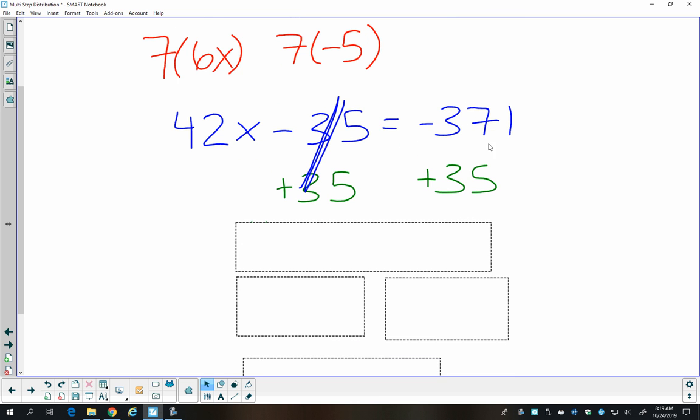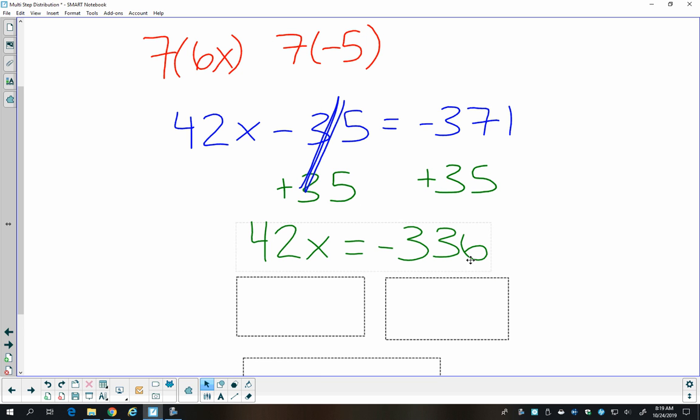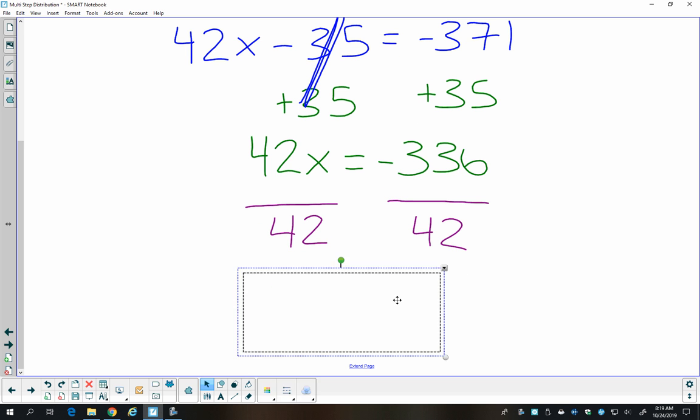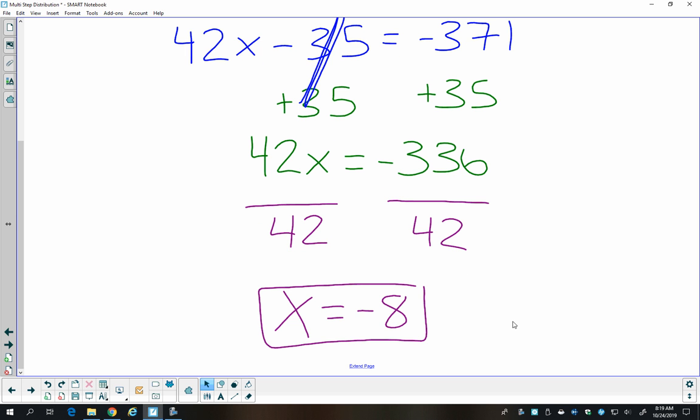I have 371 negatives and 35 positives, so I need to take 35 of these negatives away, and that leaves me with negative 336. Divide by 42, and I get negative 8. Again, a negative divided by a positive gives me a negative answer.